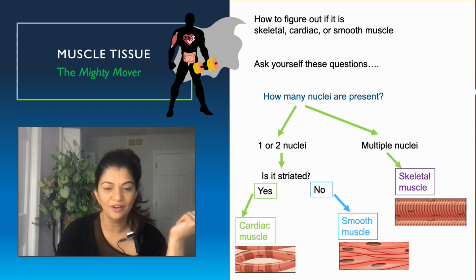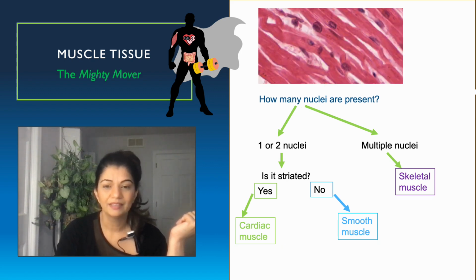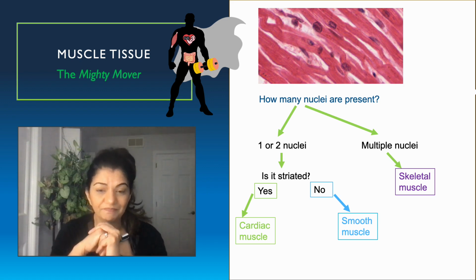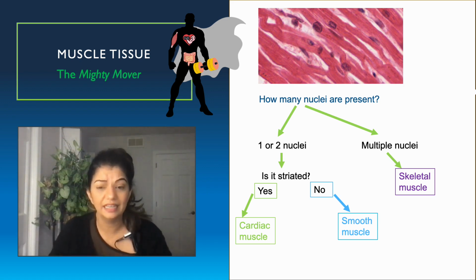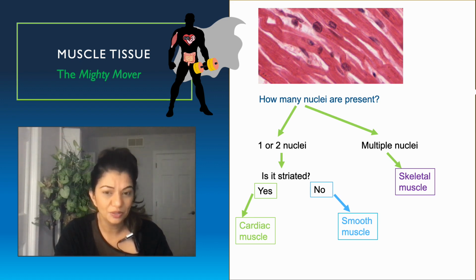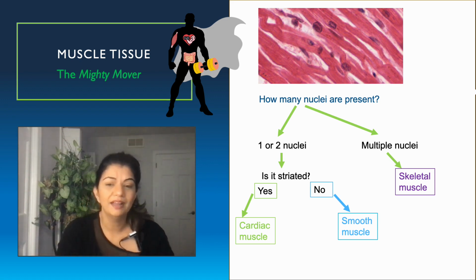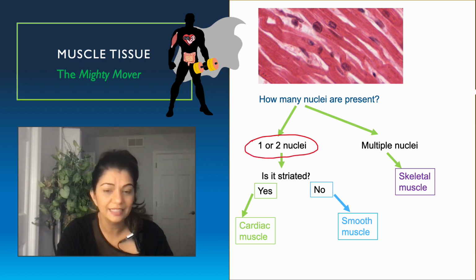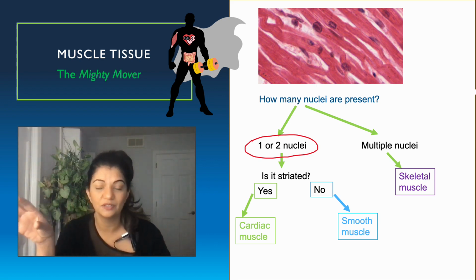So let's give it a go on this next slide. This is the histology slide you have. You have to figure out if it is cardiac, smooth, or skeletal muscle. So the first thing, again, you're asking yourself is how many nuclei are present and how many do you see? Do you see multiple or do you see one or two per muscle tissue? This might look a bit tricky, but for the most part, there are actually just one or two nuclei, right, that are present. And you'll see the distinct difference once you see skeletal.